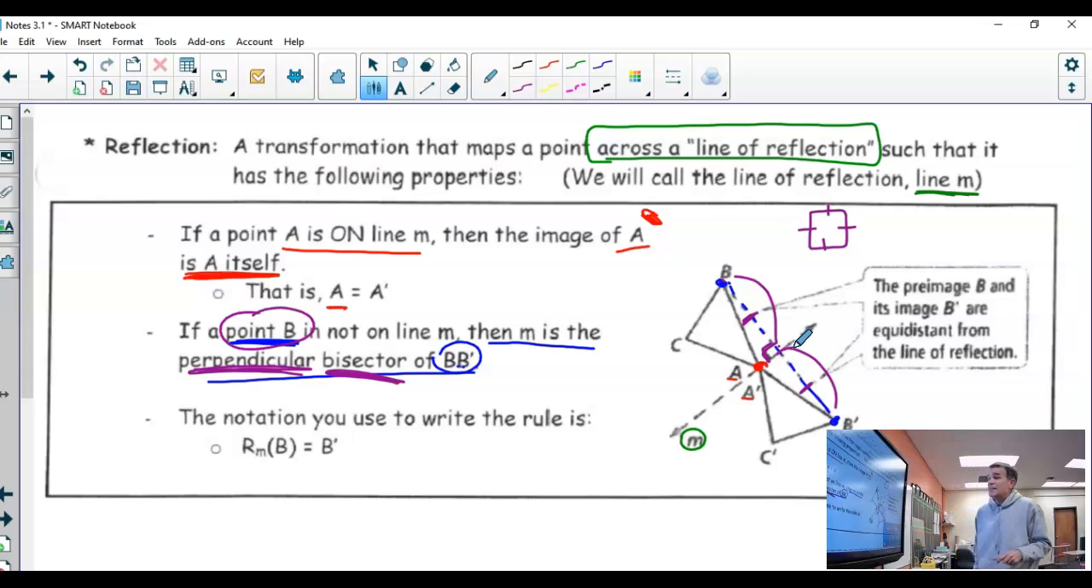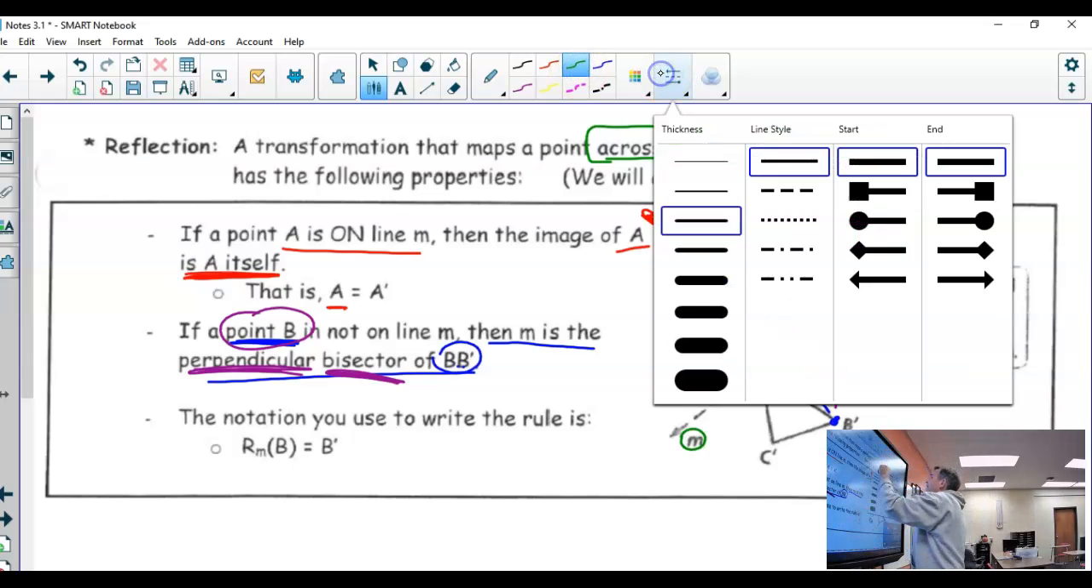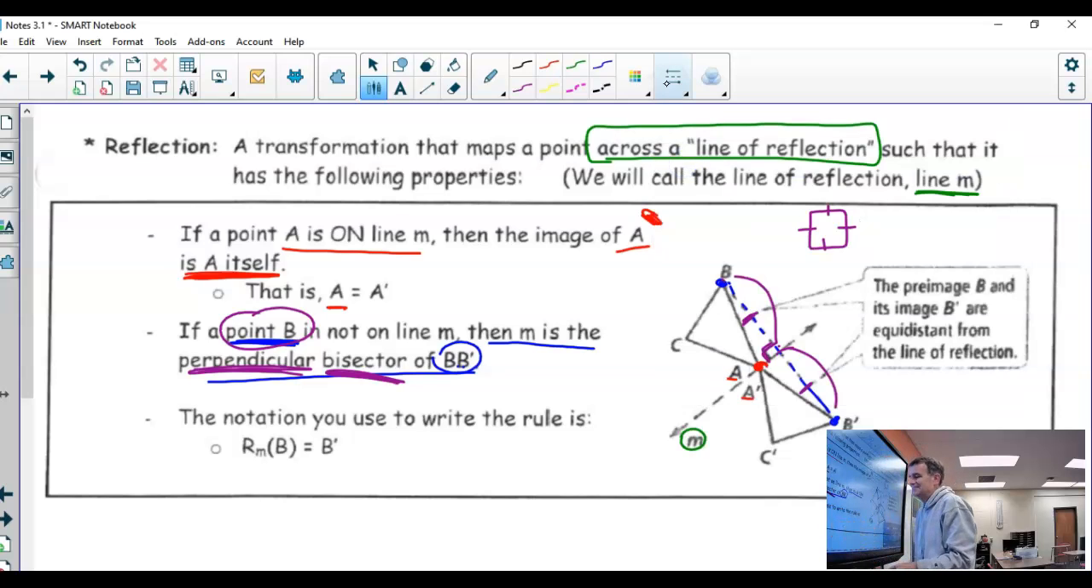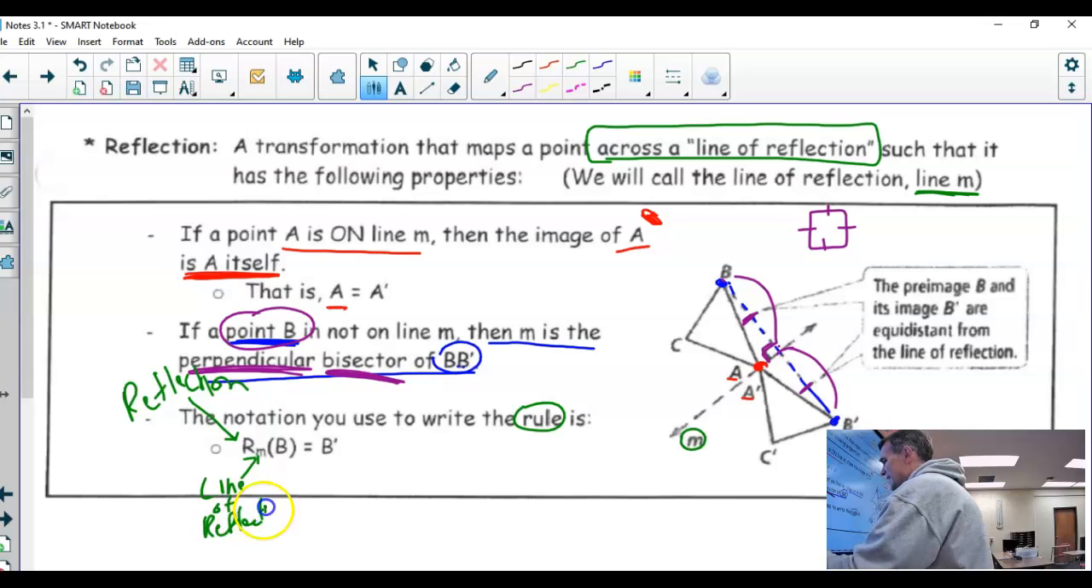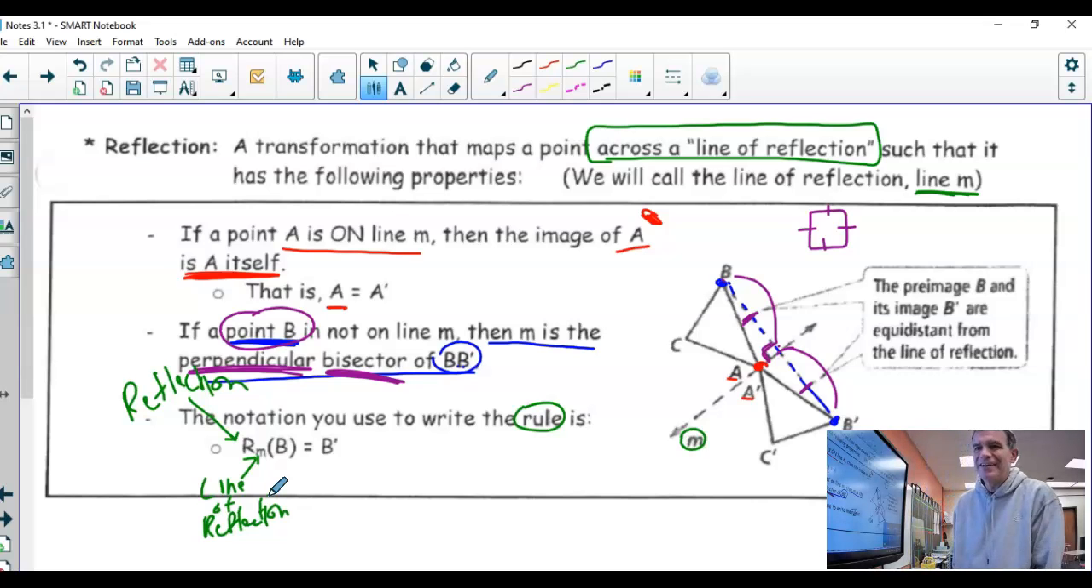All right, I have one more thing which actually is important. It's this notation. Let's do it in green, maybe. This notation for reflection. This is a rule right here. This is how you write a reflection rule. And I will tell you what all these things mean. The capital R, of course, means reflection. This little m down here is a subscript. It's kind of lower down and it's small. This is the line of reflection. You put that line of reflection below there, kind of next to the letter R, and it's a subscript.